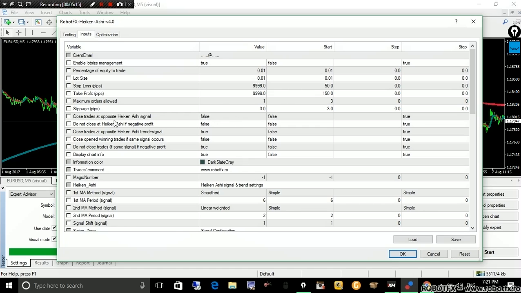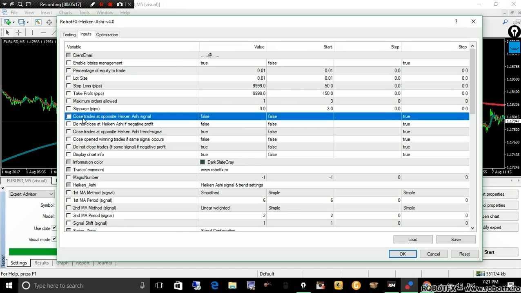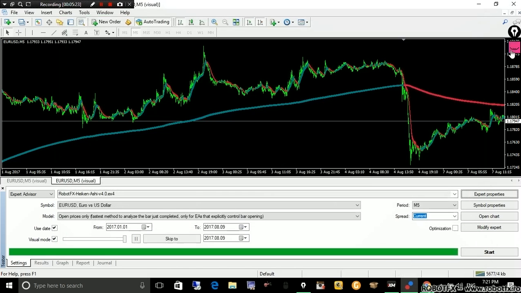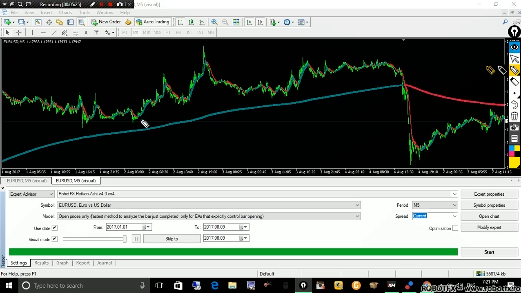What else is to be said? I don't want the Expert Advisor to close trades at Heiken Ashi signal. If I would set this to true, then the Expert Advisor will close the trades. Let's say I buy here, we close the trade here, this buy. And if there was another signal, it will open another buy and close it again here. Basically, when the Heiken Ashi changes the color from up, because I'm buying, into down.